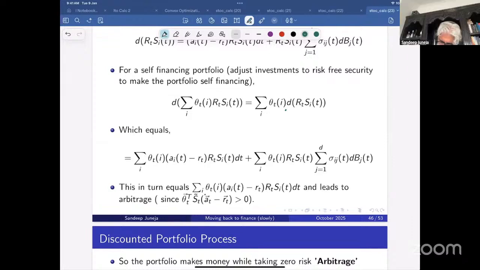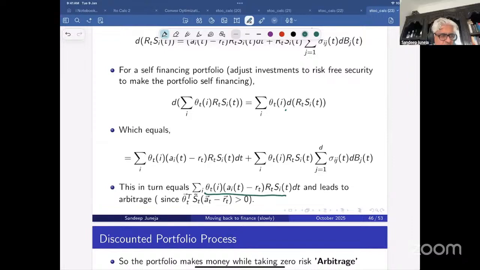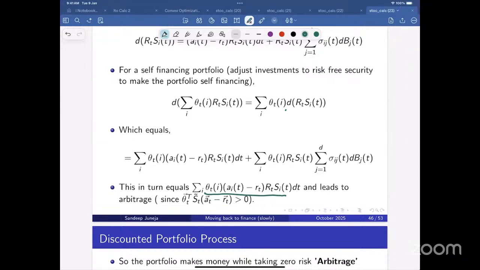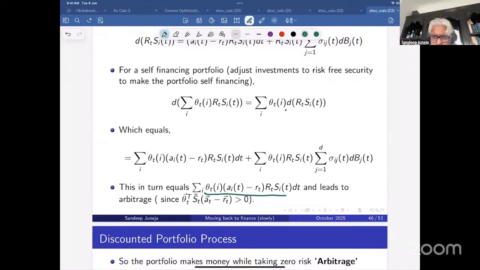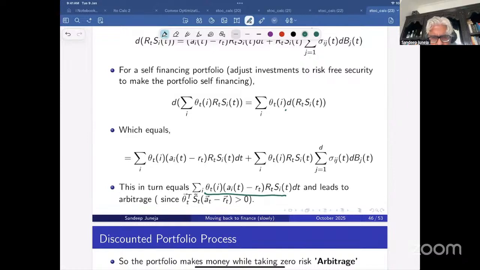Oh, because we've already discounted it, you're saying. Yeah, okay, gotcha. So I should add one more equation here to show that what this means is that the process summation theta_i S_i is growing at a faster than risk-free rate and has zero risk. Okay, got it. That's applying Ito's lemma. Okay, thank you. So hence you have an arbitrage.